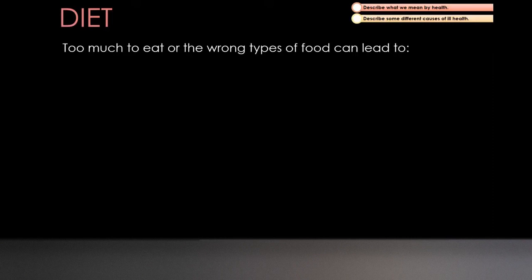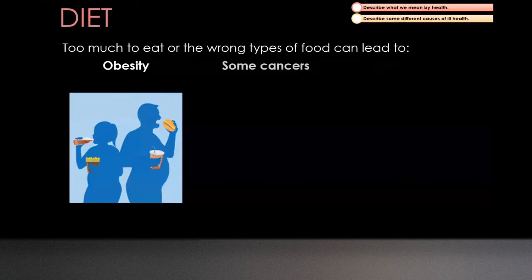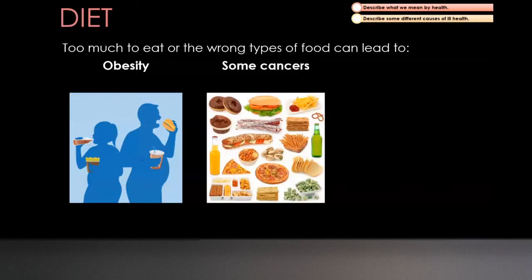Any other interesting sciencey type questions like that we can always do at the end of this lesson, but let's move on and have a look at this. If you eat too much of the wrong types of food, it can lead to various different things. It can lead to obesity. Obesity is where you've just got too much body fat, and that's caused by eating the wrong types of food, generally speaking. Some cancers can be caused by eating the wrong types of food.